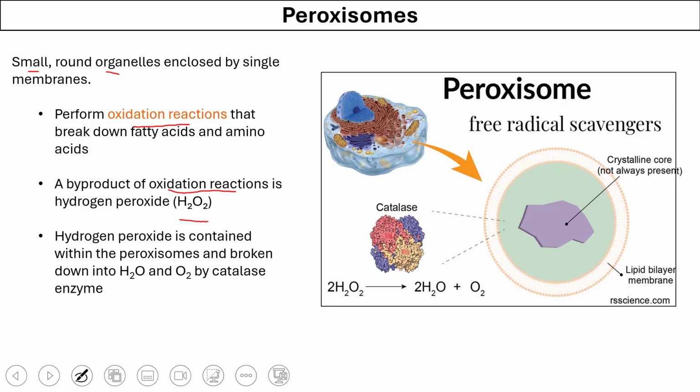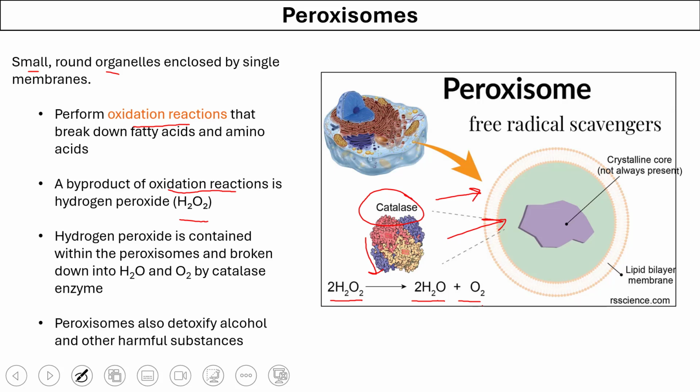But peroxides are very harmful for the cells. So peroxisomes keep these peroxides or hydrogen peroxide contained inside it, and inside these organelles is an enzyme called catalase. The catalase enzyme breaks down this harmful hydrogen peroxide into harmless water and oxygen. Therefore, it's an organelle associated with detoxification. Peroxisomes also detoxify alcohol.